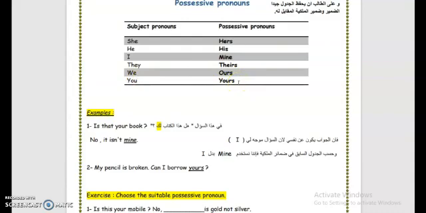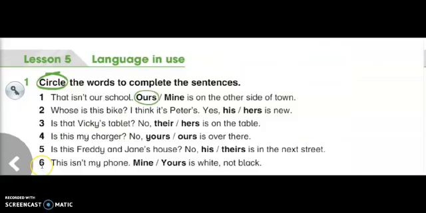Now let us complete the activities in your workbook. Now please open your workbook page 76. Exercise number 1. Circle the words to complete the sentences. Number 1. That isn't our school. Here we are talking about our school. So we have to match the suitable possessive pronoun for our, which is ours. Ours is the one on the other side of town.